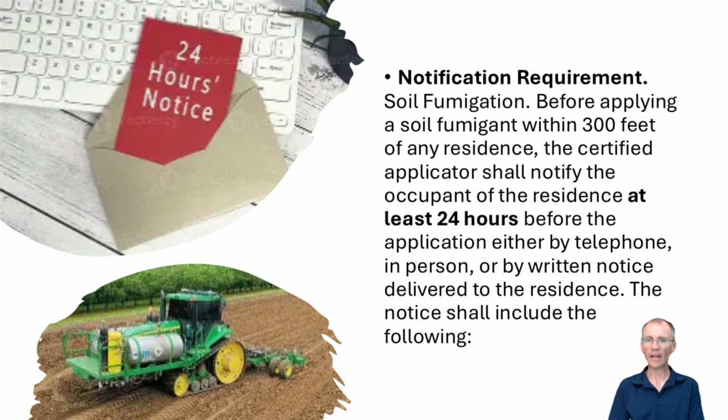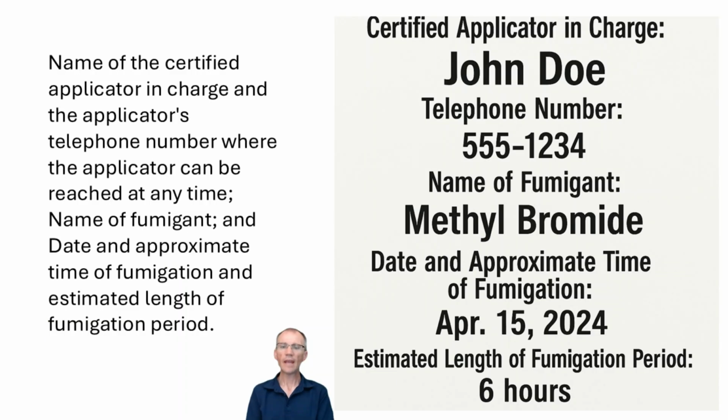Before applying a soil fumigant within 300 feet of any residence, the certified applicator shall notify the occupant of the residence at least 24 hours before the application, either by telephone, in person, or by written notice delivered to the residence. The notice shall include the following: name of the certified applicator in charge and the applicator's telephone number, where the applicator can be reached at any time, name of fumigant, date and approximate time of fumigation, and estimated length of fumigation period. Take a moment to review the card on the side that shows what would be required.